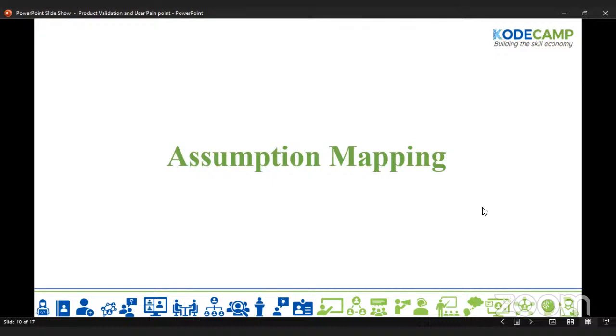Because you gathered information from the customer, before we go to assumption mapping, you understand what the customer needs and what the customer wanted. You can now create an assumption mapping. And you've gotten the feedback from the customer, so now you can then know what you want.